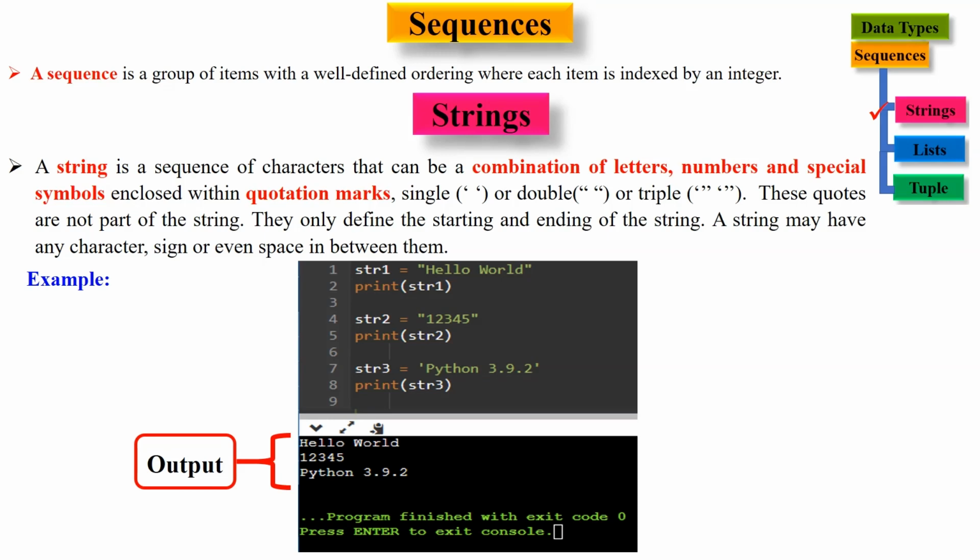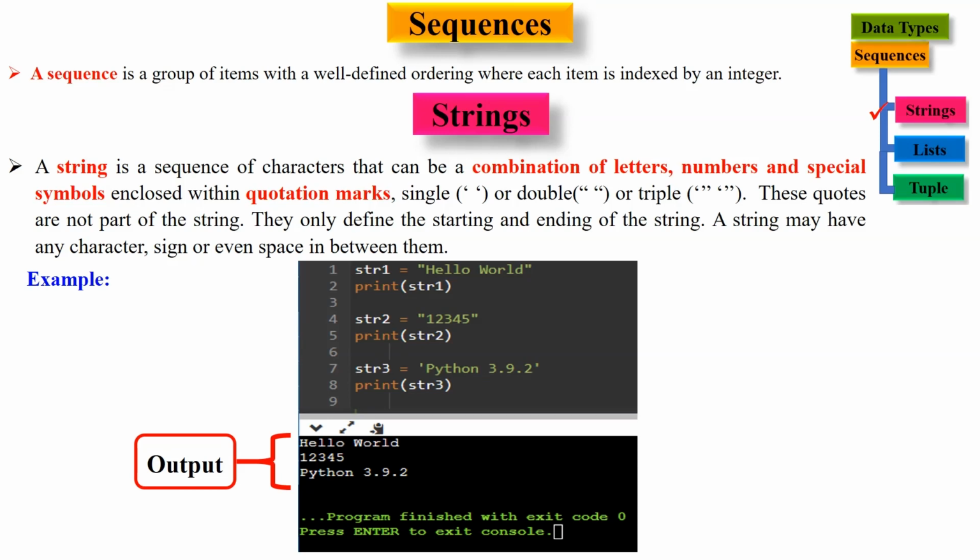In the second example, a variable named str2 is created and assigned the value 12345. The value is enclosed in double quotation marks, indicating that it is a string literal. The print function is used to display the value of the variable str2 on the console. In this case, it will print the string 12345 as output. It's important to note that the value of str2 is a string, even though it consists entirely of numeric characters. In Python, strings are a sequence of characters and can contain alphanumeric and special characters.